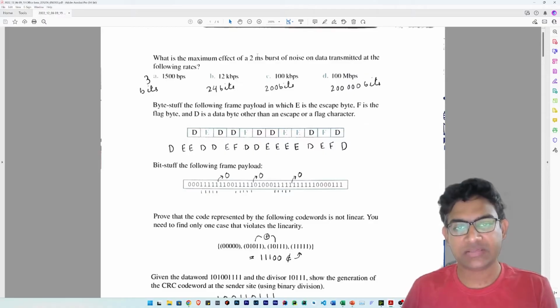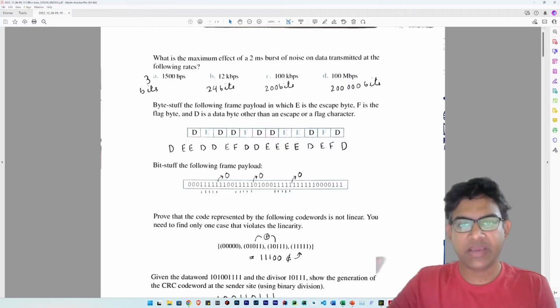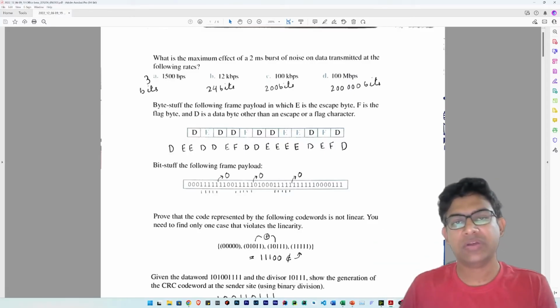So we'll just take this time, 2 milliseconds, and multiply that with the bandwidth. If there's a pipe and data is flowing in that pipe, how much data has been corrupted? If you take the duration of the noise and multiply that with the bandwidth, it can tell you how much data might potentially have got corrupted. So 2 milliseconds multiplied by 1500 bits per second.